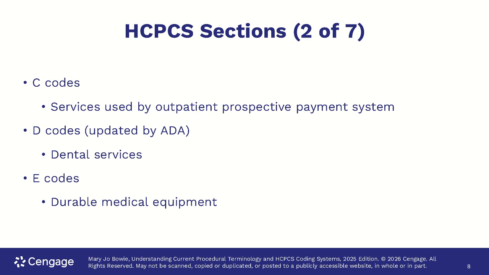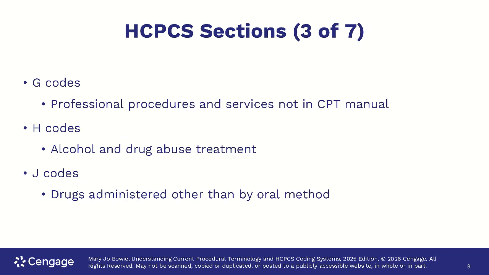Okay. Then we have the D codes, which are for dental services. Now, something to be made aware of. Some HCPCS manuals have the D codes in them and some do not. But there is a whole dental manual that you can purchase. E, durable medical equipment. So here, walkers, canes, crutches, respiratory equipment, pacemakers, just to name a few, are what's over in there. And of course, medical necessity, medical necessity, medical necessity.